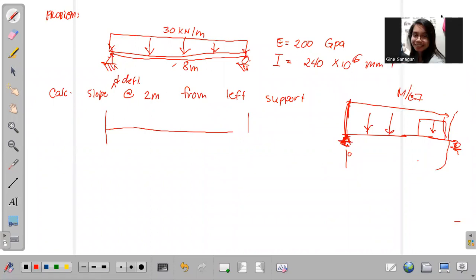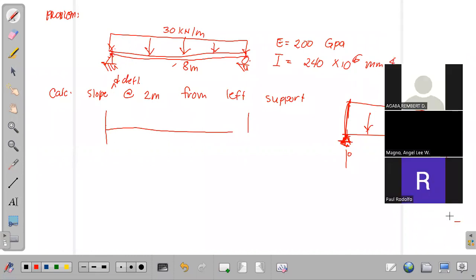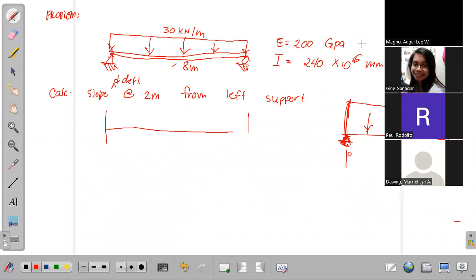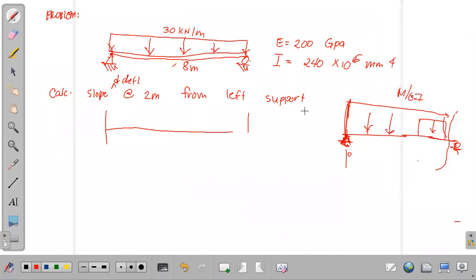Okay, so kindly unmute. Kindly unmute your okay. So ganyan. So let's take an example. Okay. So let's take an example here. So naririnig nyo ba pa rin ba ako? Yes, ma'am. Okay.